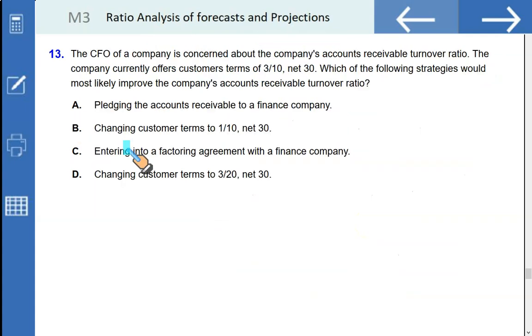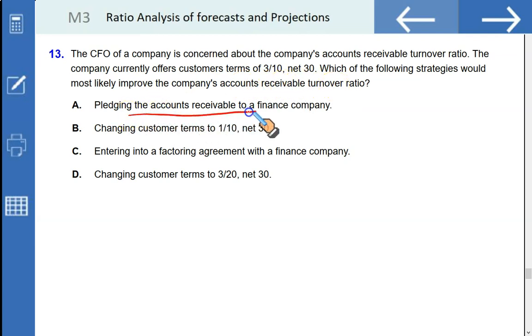The CFO of a company is concerned about the company's accounts receivable turnover ratio. The company is currently offering customers terms 3/10 net 30. If the discount is to be availed, payment must be made within 10 days. In that case, a 3% discount would be offered. Otherwise, net payment is due on the 30th day. Which of the following strategies would most likely improve the company's accounts receivable turnover?